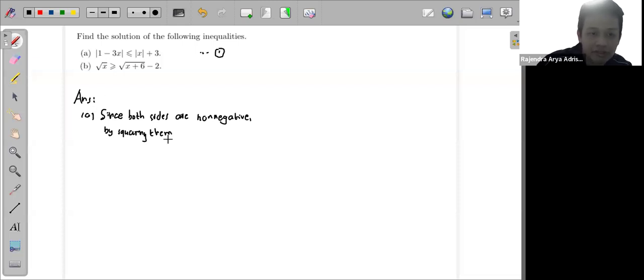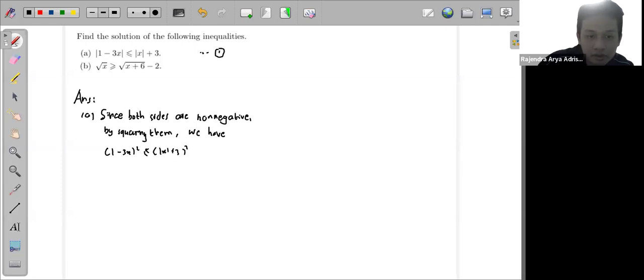Yeah, this is what I mean by my writing might not look that good. Yeah. By squaring them, we got left side will be (1 minus 3x) squared, because the absolute value will become that when we square it. We don't need the absolute value sign anymore because it's always positive, right? And the right one will be, let me just write it, not everything first.